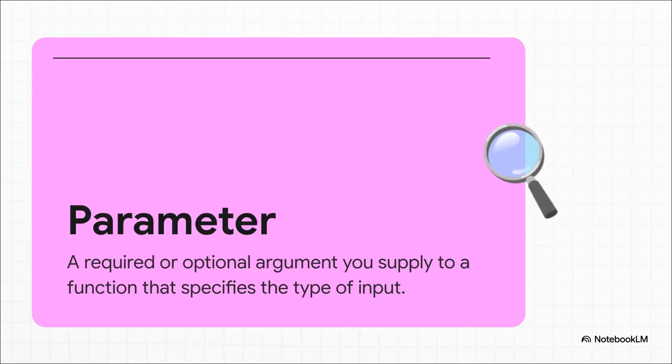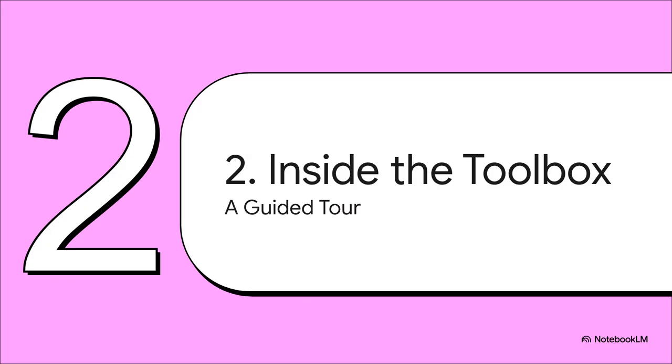And hey, here's a quick bit of lingo for you. Those arguments we just mentioned, you'll often hear them called parameters. It's just the official name for the inputs you feed the function. Some are required, some are optional, but it's all part of that same simple structure. Okay, so we've got the hang of a single tool. Now, let's swing open the doors to the entire toolbox.